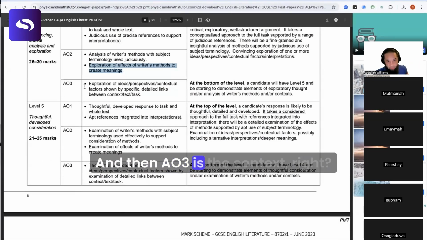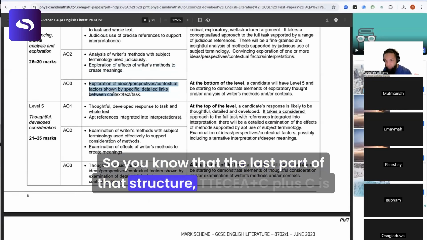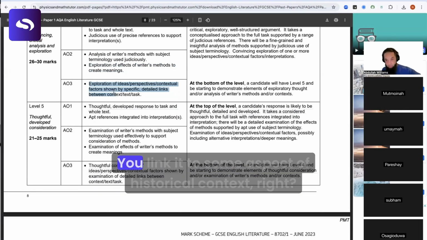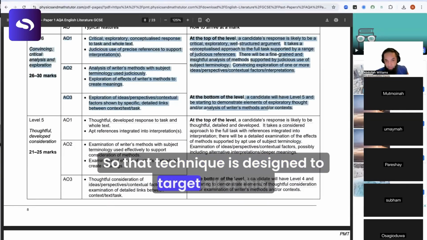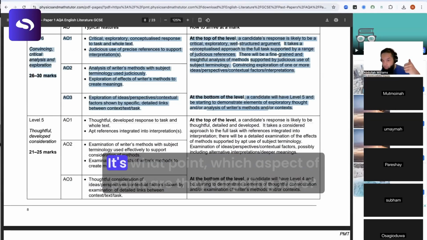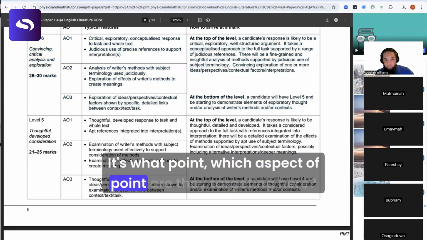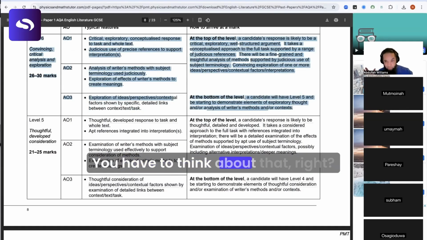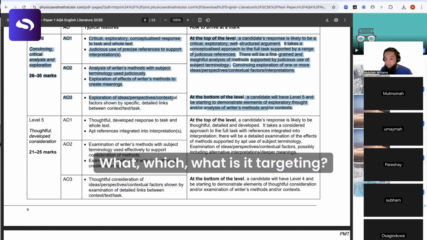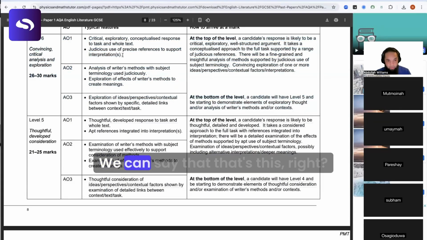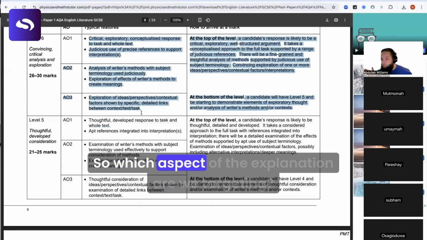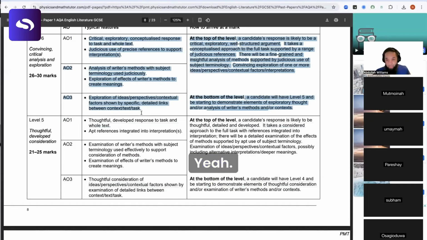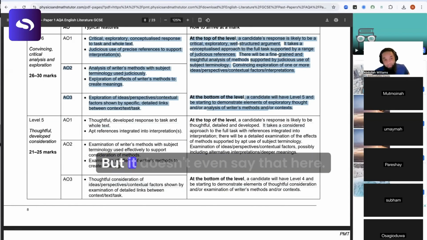And then AO3 is the context, right? So the last part of that structure, TTECEA+C, is context. You link it to some aspect of historical context, right? So that technique is designed to target all of this. Whereas if you think about PEEL, it's what? Point. Which aspect are they targeting here? You have to think about that, right? And then evidence, okay, fine. Evidence, yes, we can say that's this, right? And then explanation, what does that mean? All of this is explanation. So which aspect of the explanation are we targeting? And then link to the question. Cool, fine, but it doesn't even say that here.